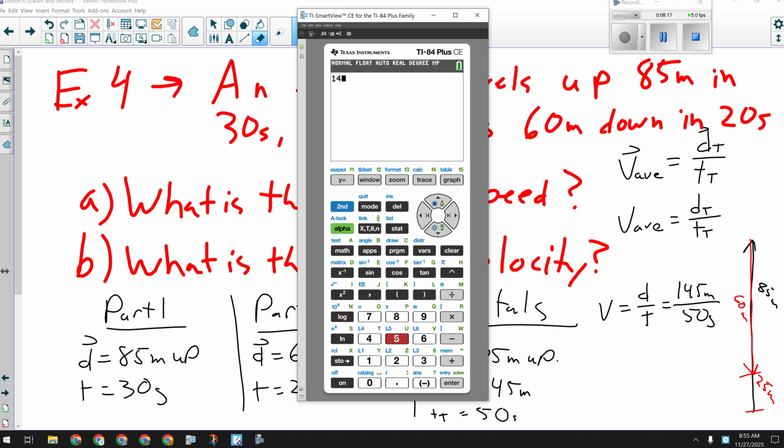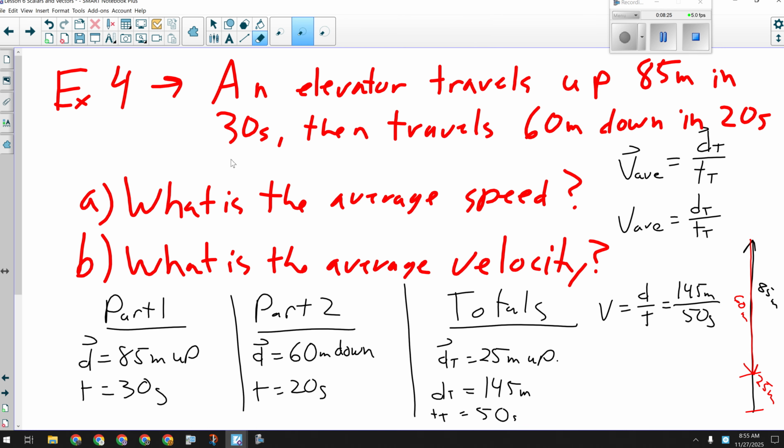Okay, 145 divided by 50. All right, so the average speed of the elevator is 2.9 meters per second. Okay, and that's it. Don't have to put a direction on it. Speed is scalar.